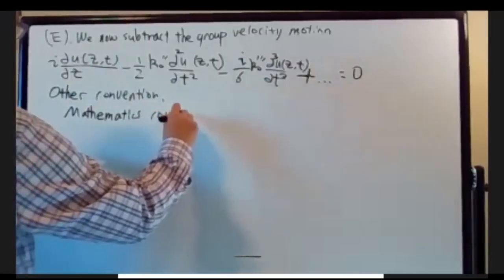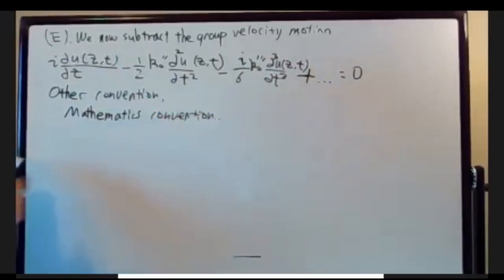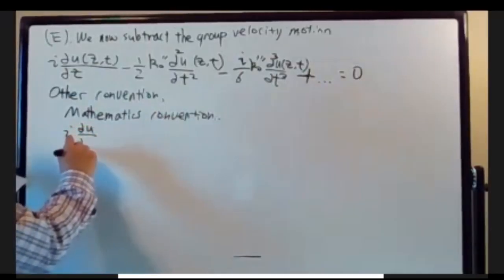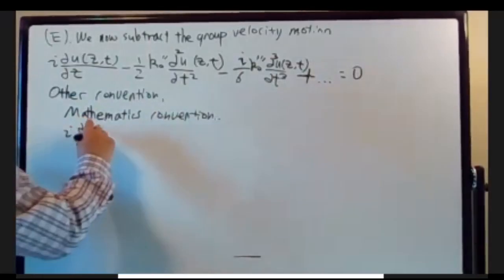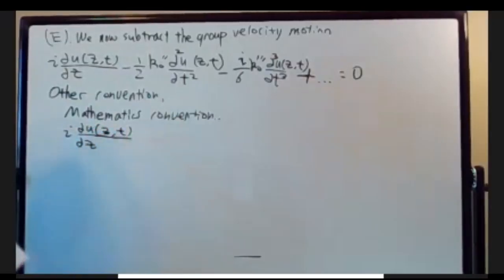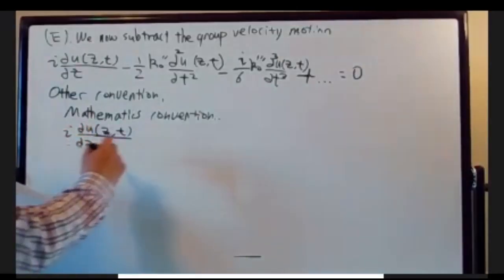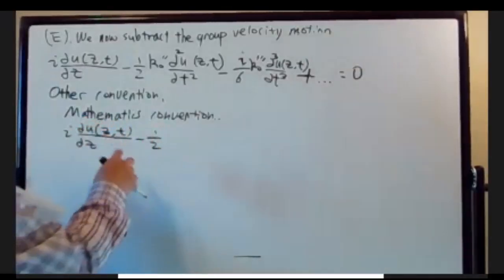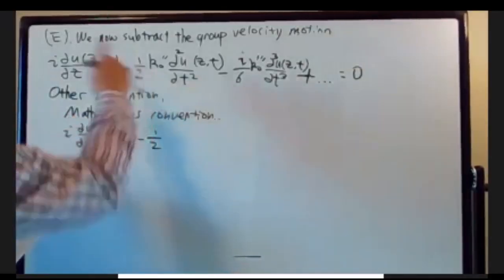Physics convention, right? Physics convention is I partial u partial z, right? Excuse me, you're saying physics convention, but you're writing out mathematics. Thank you. Thanks for correcting me. So yeah, it's the mathematics convention. This is the physics convention. Thanks for correcting me. And this is the mathematics convention. Yes, you are correct. Partial u partial z. Yes, minus 1/2. When I write the mathematics convention, I always think about the physics convention.